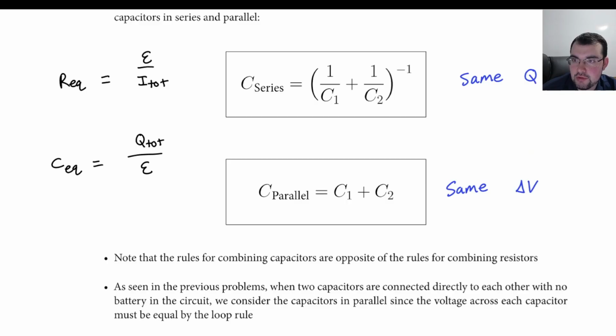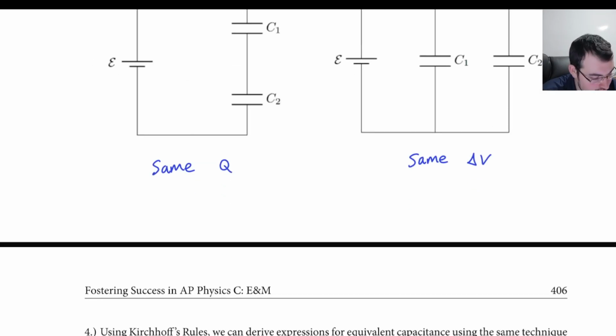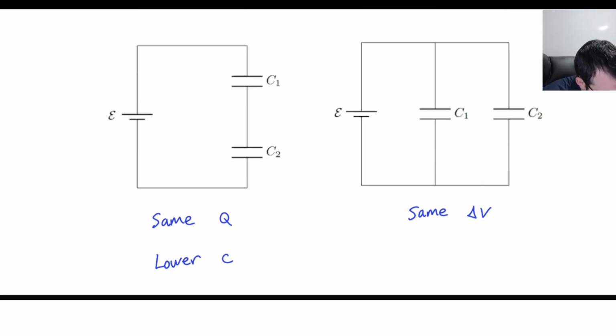And the reciprocal formula always outputs a lower result. So this is a lower capacitance. And the parallel result is adding capacitances. So that's obviously a higher capacitance.